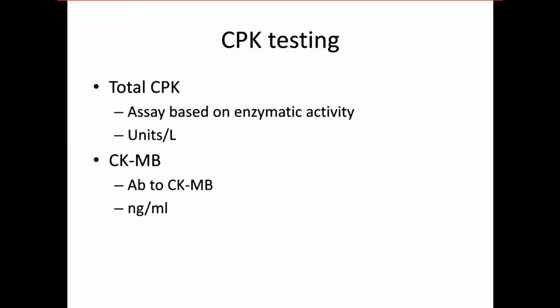So you'll actually get, it's not a number, you'll get units per liter, essentially how many units did it take to convert this ATP to ADP. And then in cardiology, if you want to test specifically for the CKMB, it's an antibody to the skeletal muscle.